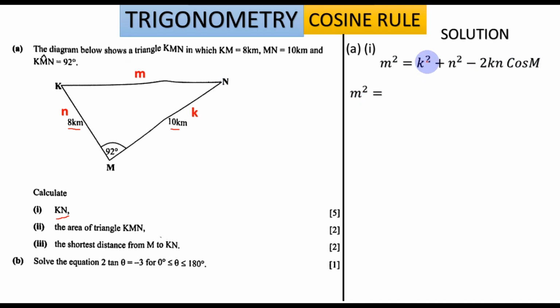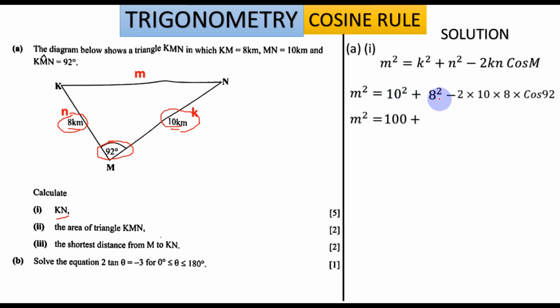So m squared, the value for k is 10, so 10 squared. Then the value for n is 8 kilometers, so 8 squared, minus 2 times 10 times 8 times cos m. M is 92 degrees right there. Okay, so let us expand. What is 10 squared? This 10 squared means 10 times 10, which is 100. Then 8 times 8, 64.